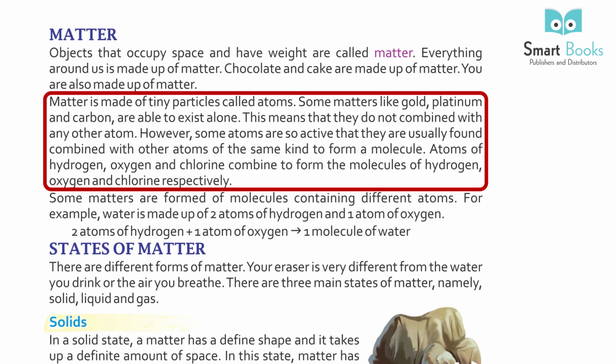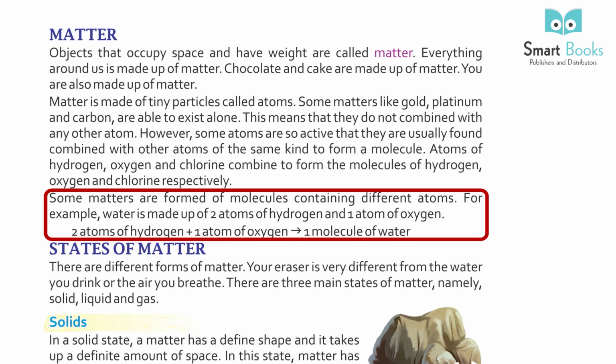However, some atoms are so active that they are usually found combined with other atoms of the same kind to form a molecule. Atoms of hydrogen, oxygen and chlorine combine to form the molecules of hydrogen, oxygen and chlorine respectively. Some matters are formed of molecules containing different atoms. For example, water is made up of two atoms of hydrogen and one atom of oxygen. Two atoms of hydrogen plus one atom of oxygen equals one molecule of water.